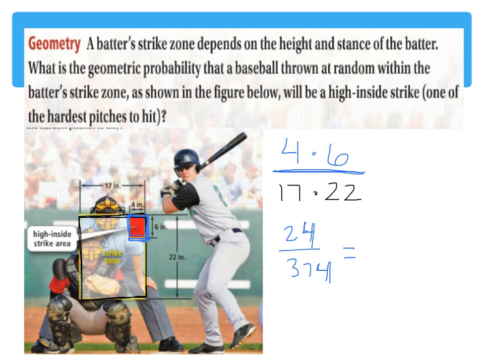So if I were to divide that out, and I typically, when I have problems like this, if I don't tell you how to represent it, write it as a percentage. So this would be 6% chance that that pitcher will get it in the high strike zone.